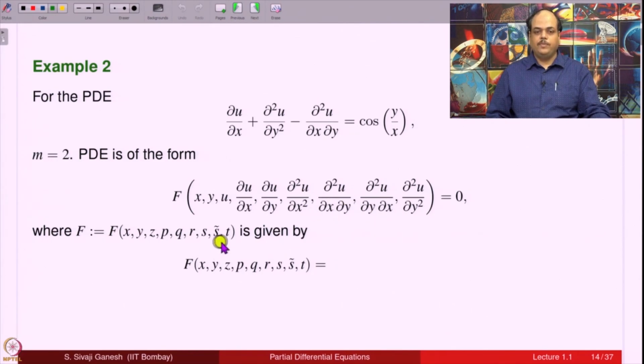So, after some time we will not write s tilde, we will simply write f of x, y, z, p, q, s, t. S tilde will be forgotten, because maybe we will consider functions for which both are the same. For a reasonable class of functions, these mixed partial derivatives coincide. And what is the formula for f? One can easily write it down, it is this.